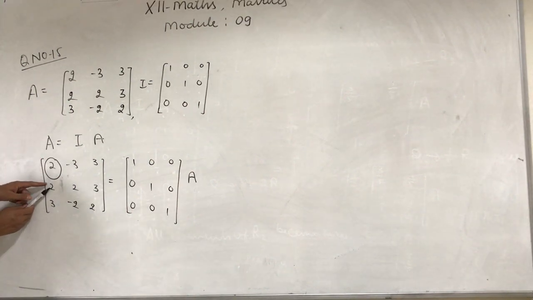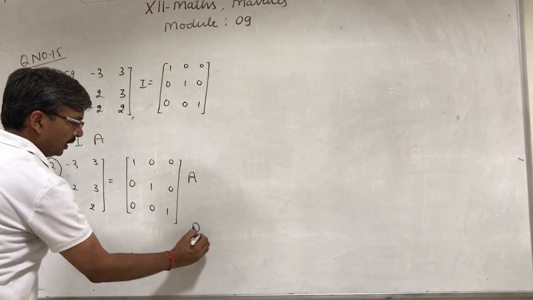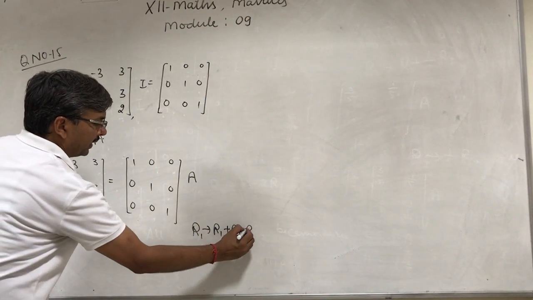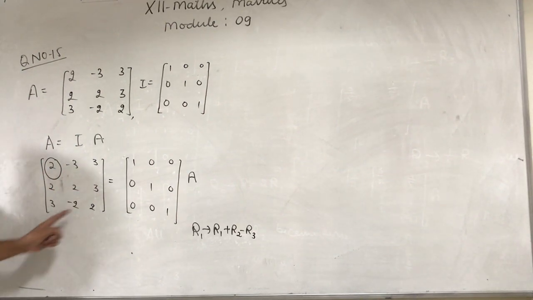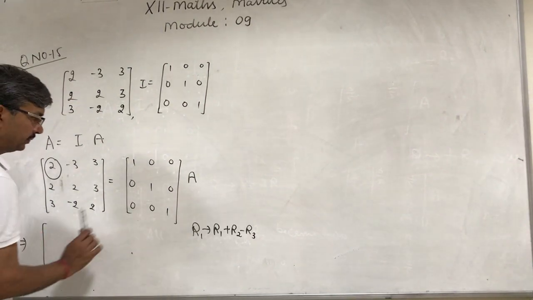2 plus 2, 4 minus 3, 1. We will make it 1. So apply here R1 change to R1 plus R2 minus R3. This is R1, R2, R3. We will change only R1.